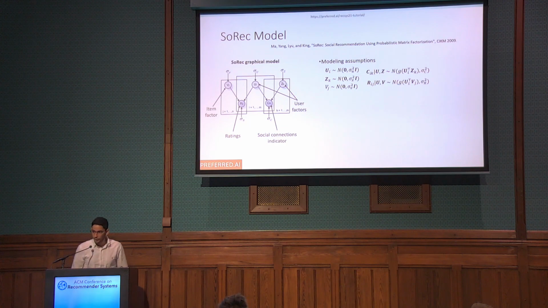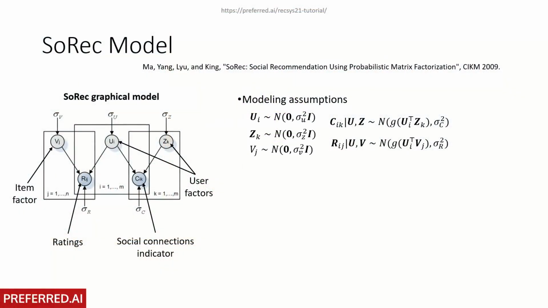Okay, one of the very first models that addressed this problem is called SoRec, Social Recommendation Using Probabilistic Matrix Factorization. This is similar to the collective matrix factorization that Tuan has presented, if you remember. But let's analyze this graphical model quickly. We have two parts. On the left is the collaborative filtering part that tries to explain the ratings. And on the right is the social connections. So we have two matrices. We try to factorize them simultaneously with a shared user latent space.